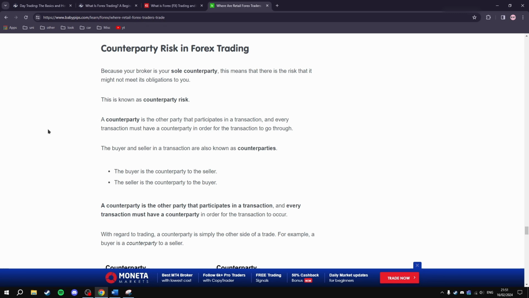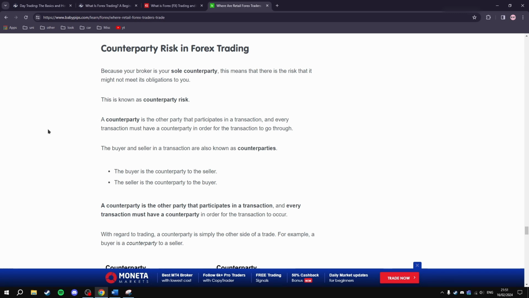Counterparty risk in Forex trading. Because your broker is your sole counterparty, this means that there is a risk that it might not meet its obligations to you. This is known as counterparty risk. A counterparty is the other party that participates in the transaction, and every transaction must have a counterparty in order for the transaction to go through. The buyer and seller in a transaction are also known as counterparties. The buyer is a counterparty to the seller, and the seller is a counterparty to the buyer.